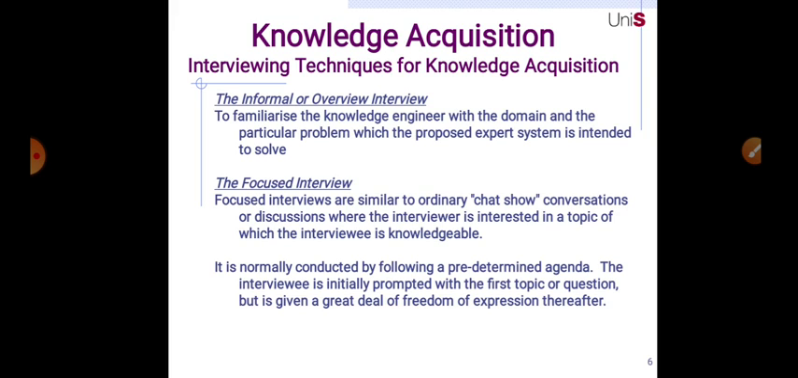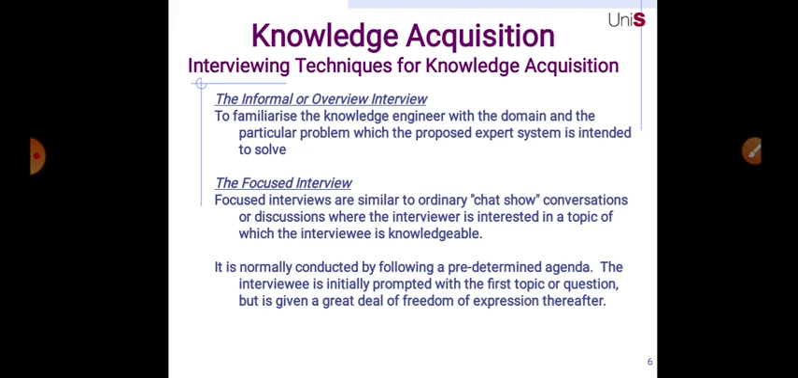Next, we'll see interviewing techniques for knowledge acquisition. Knowledge acquisition is nothing but collecting the knowledge from the experts and adapting this to machine languages or AI. Okay, interviewing techniques for knowledge acquisition. There are different techniques for collecting the knowledge. The informal or overview interview. There is an informal interview, not a normal formal interview.